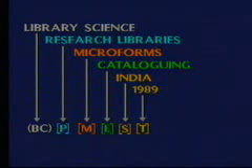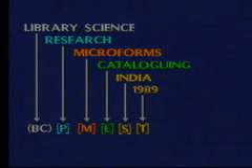Research library is to be replaced by research. Microform is to be replaced by micro. Cataloging remains cataloging. India remains India, and 1989 remains 1989. When isolate ideas are translated into standard terms, they are known as isolate terms. After translating isolate ideas into isolate terms, the arrangement would be like this.